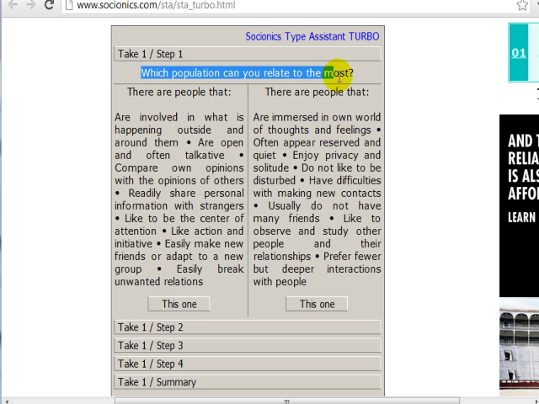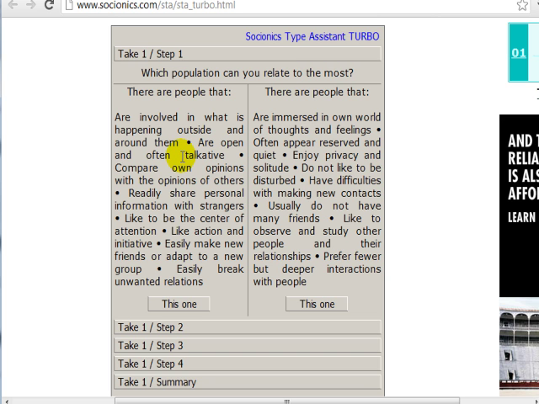So I'm going to take the Turbo test, and what you need to do is simply read the question. It says, which population can you relate to the most? Now, keep in mind that most of you will feel like, oh, okay, I feel like I'm in both situations. But you're really not in both situations. Think about how you deal with things when you're alone. And think about how you deal with things in social settings, in relationships, and so forth. Which of these sounds more like you?